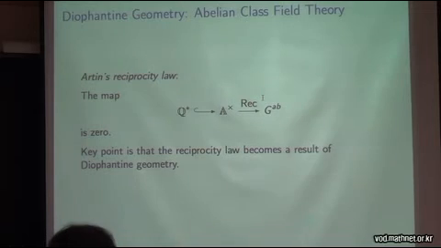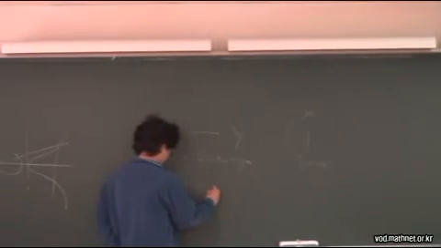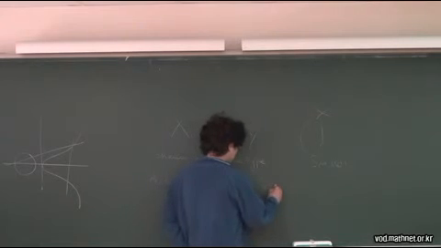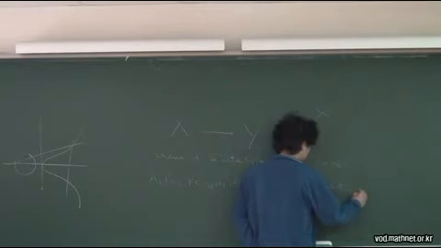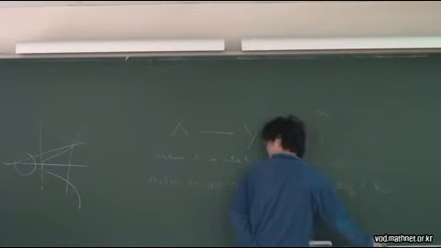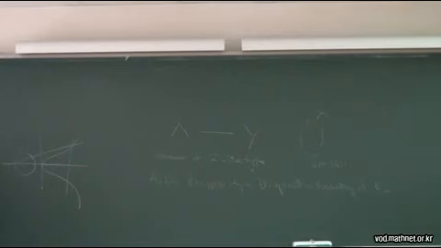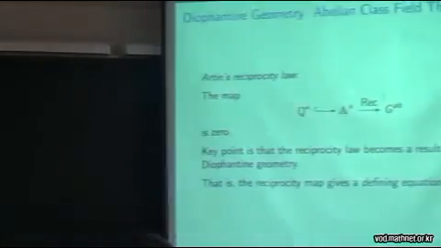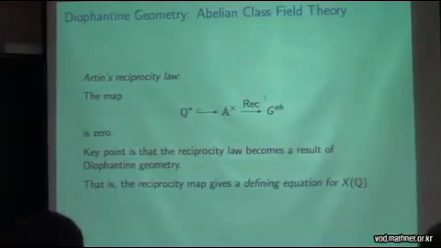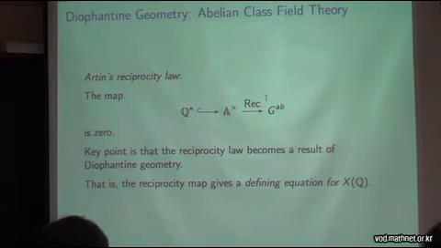So from this point of view, Artin's reciprocity law is just Diophantine geometry of G_m. It gives you a defining equation for the global points of G_m inside the adelic points. Except the equation is slightly odd. It's an equation with values in a group rather than an algebraic equation with values in a field or anything like that.